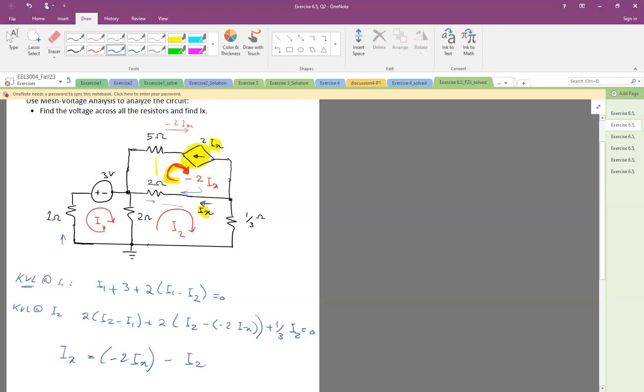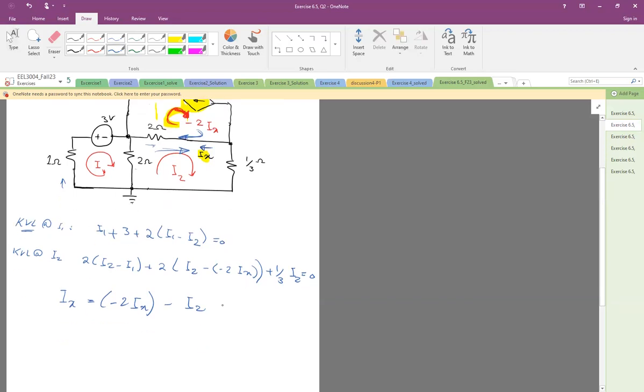So Ix is going this way, and then negative 2Ix is going that way too. So this minus I2 is equal to Ix. So that gives us one equation. So 3Ix equal to negative I2. In other words, Ix is minus 1/3 of I2. Okay, now I can replace Ix in the other 2 equations, and then we have 2 equations, 2 unknowns, I1 and I2, and solve it.